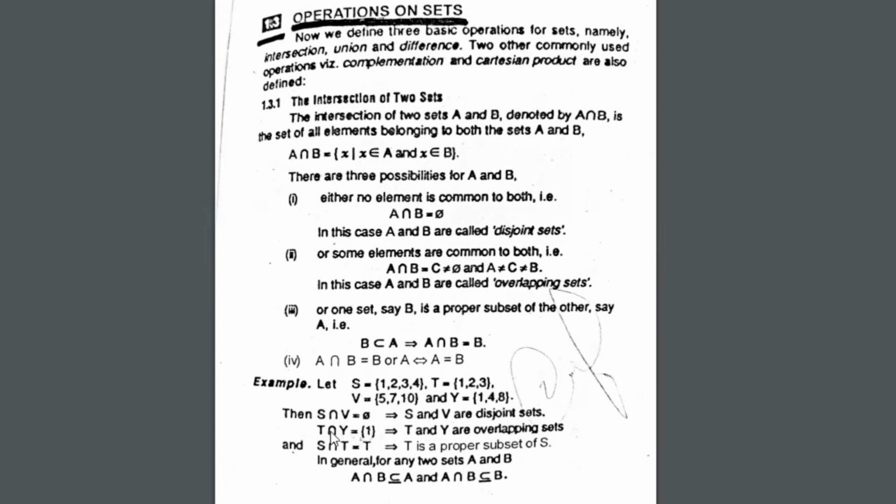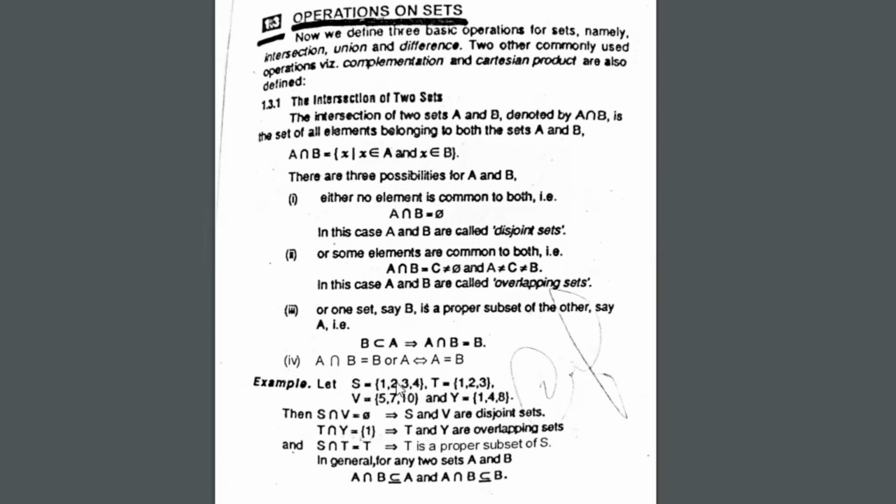Okay, here T intersection Y will be equal to 1. T and Y have only one common element, and we will call them overlapping sets. In both sets there is one. And S intersection T is equal to T.